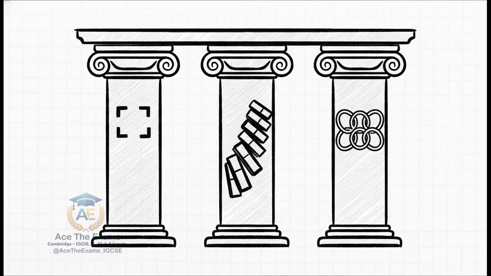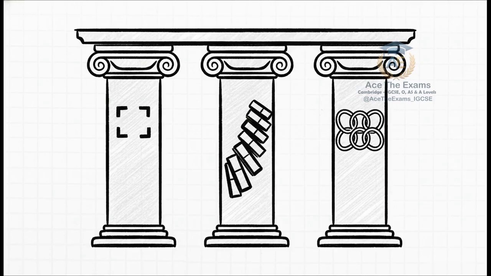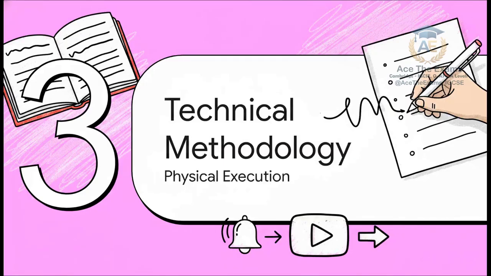And number 3, integration with other syllabus areas. The absolute best analyses show how an ethnic or religious conflict intersects with, say, youth culture, environmental issues, or media representation within the Afrikaans-speaking world. It's all about building that comprehensive worldview. Okay, Section 3, technical exam methodology. This is where we talk about execution.